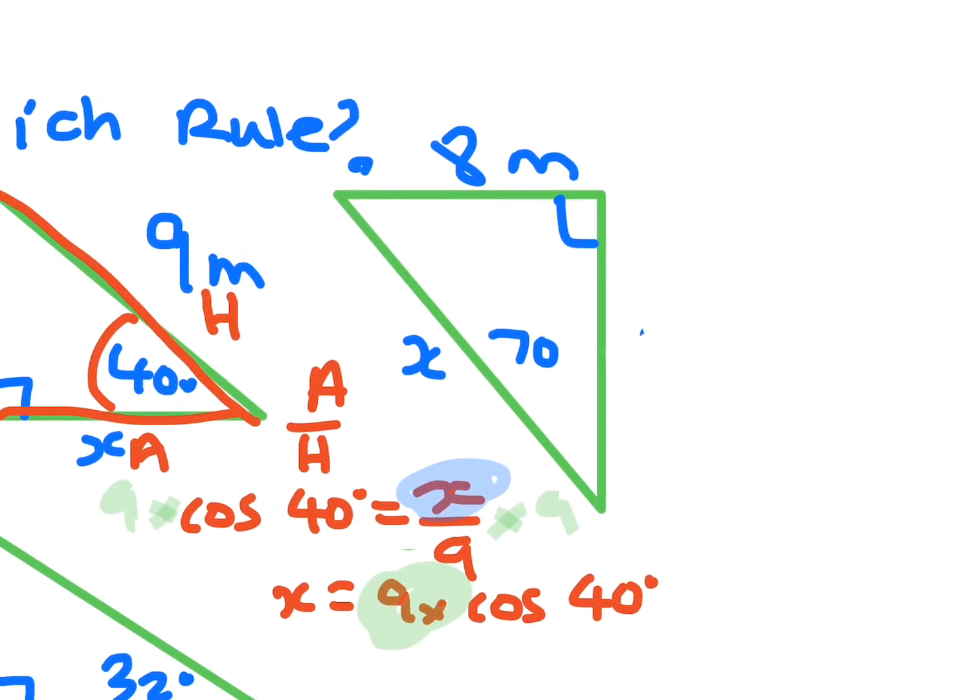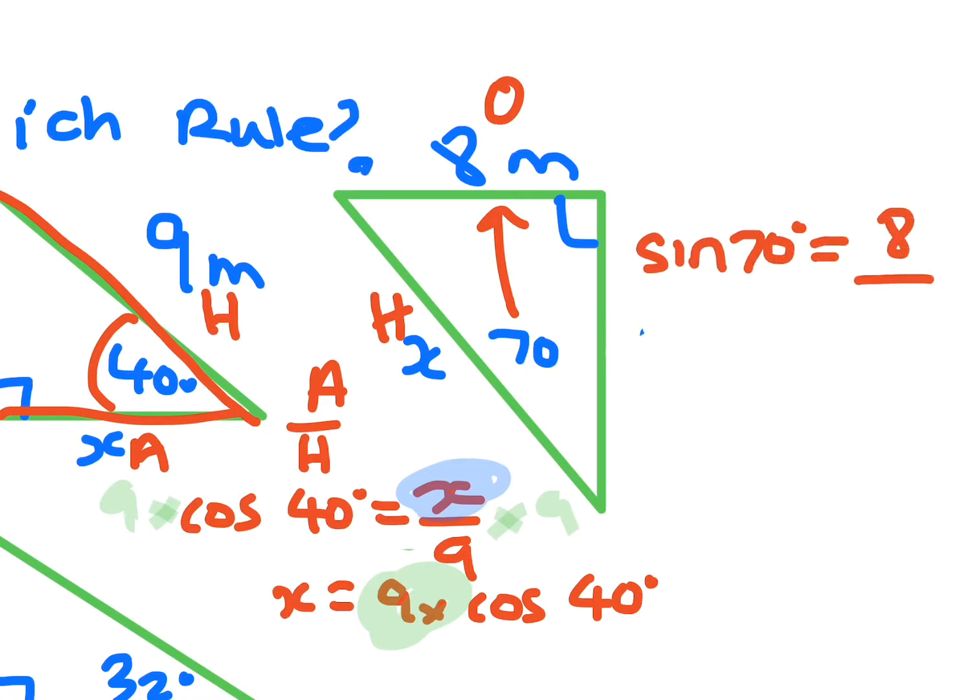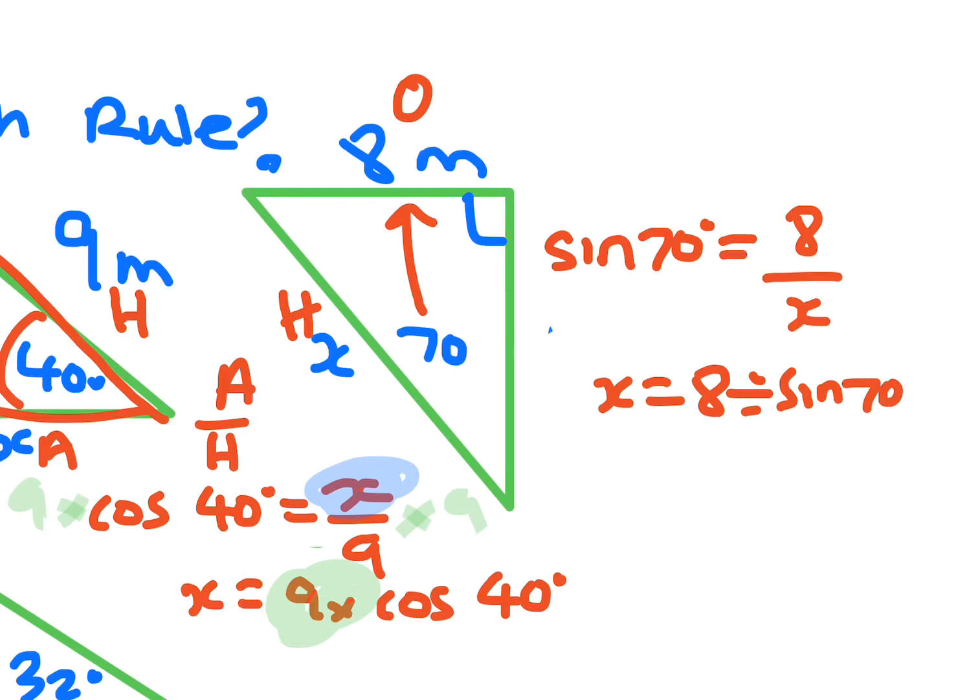Okay, if we look at this next one here, there's the angle. That's the opposite. This is the hypotenuse. So it's sine. So sine 70 is opposite, which is 8 on the hypotenuse, which is x. So it's 8 divided by sine 70. And then you just work out what that is.